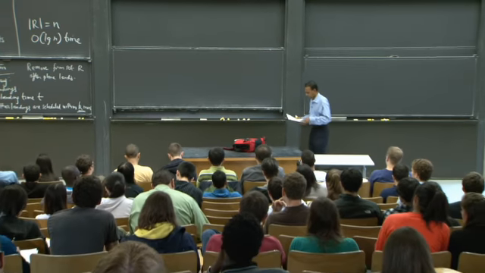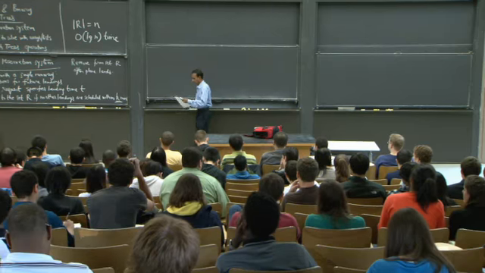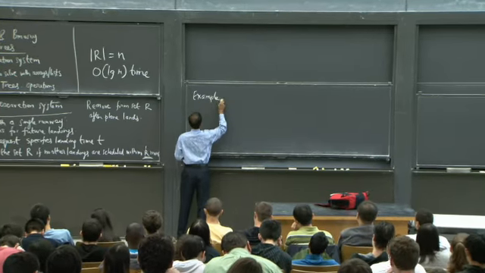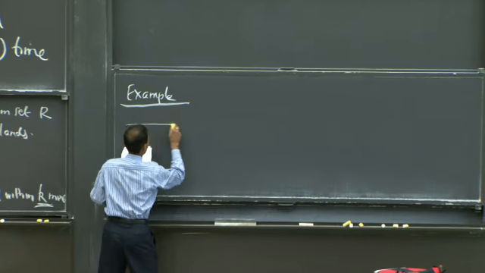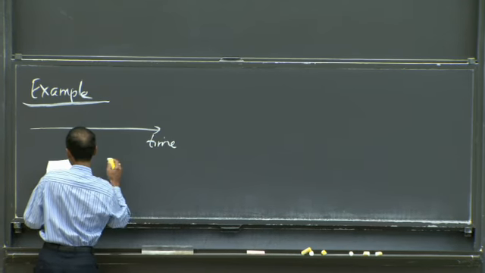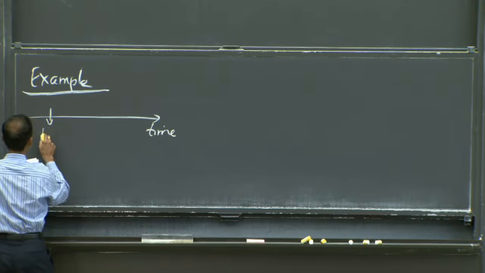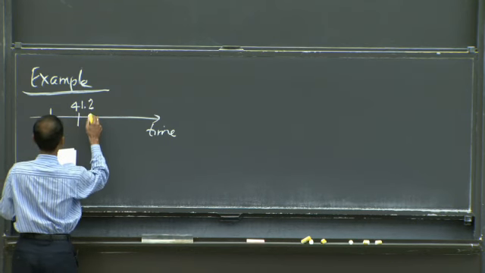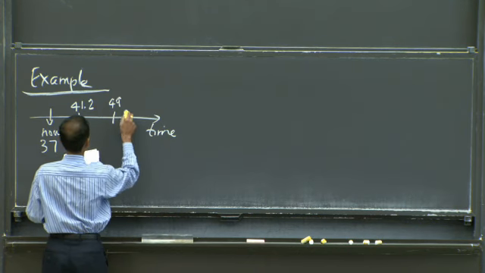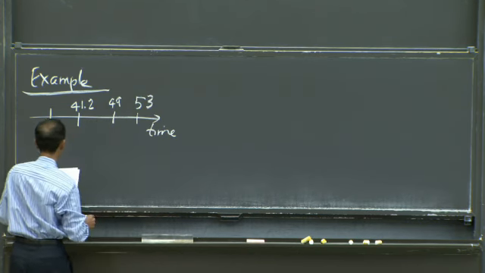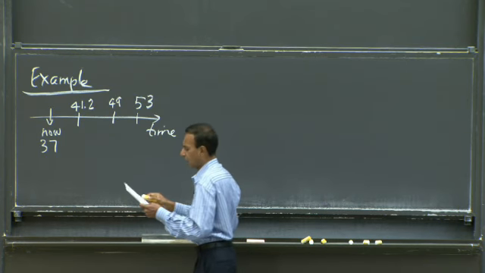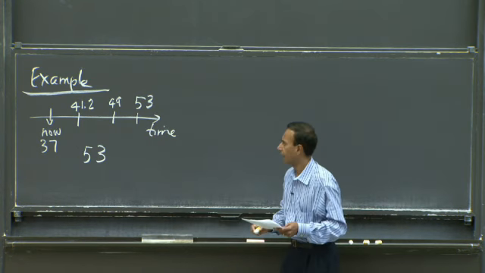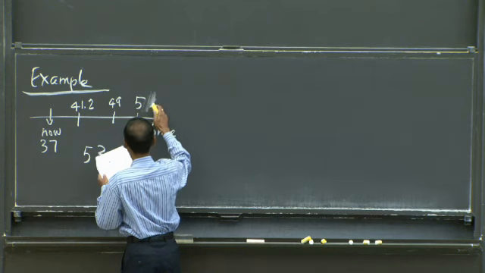OK. So let's look at a real straightforward example and put this up here so you get a better sense of this. Let's say that right now we're at time 37, and the set R has 41.2, 49, and 53 in it, and that's time. Now, you may get a request for landing time 53, and I'm sorry, I want to call this 56.3.